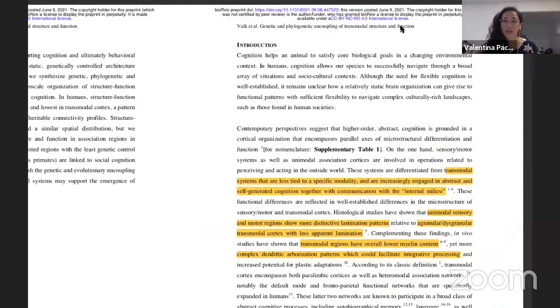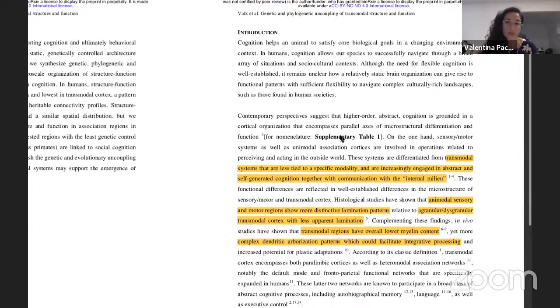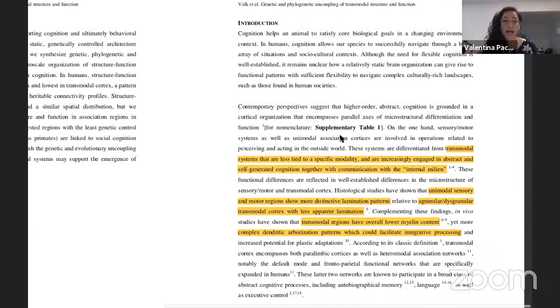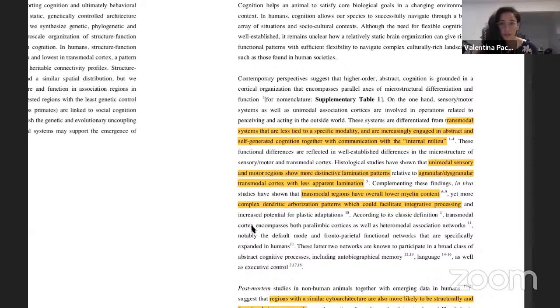First of all, the difference between transmodal and unimodal systems in the brain. So transmodal systems are referred to highly cognitive functions and functions that are engaged in abstract processing and self-generated cognition. While unimodal systems are more related to sensory, for instance, sensory and motor regions that are specifically dedicated to one modal cognitive function.